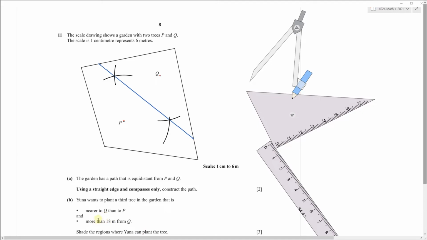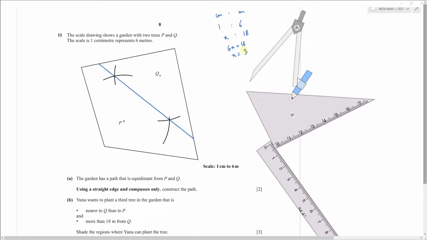So we need to first find the points that are 18 meters from Q, and you're given the scale is 1 centimeter is 6 meters. So centimeters to meters, given 1 centimeter is 6 meters. Now we need to find how many centimeters is 18 meters. So let's call it x. They are directly proportional. More centimeters in this drawing means more meters in the real world. So 6x equals 18. I'll basically cross multiply it, and x equals 3.